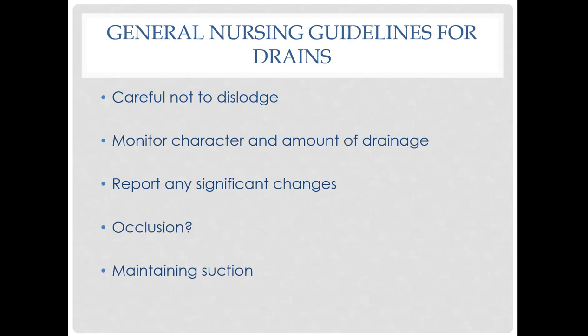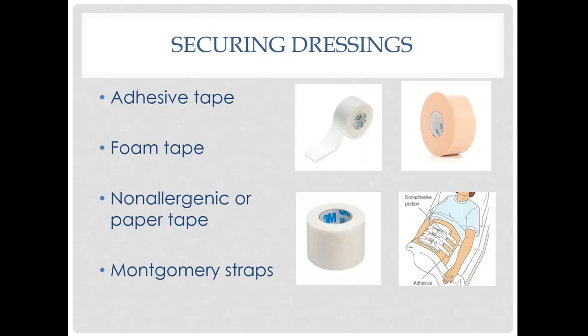We also want to just make sure that it is draining appropriately, and if we think there's a clot or some kind of occlusion in it, we want to just note that, and we might need to let the physician know if we can't get that to start working right, and then maintaining suction as well. Okay, so these are just different securing dressings, different things that might be used.